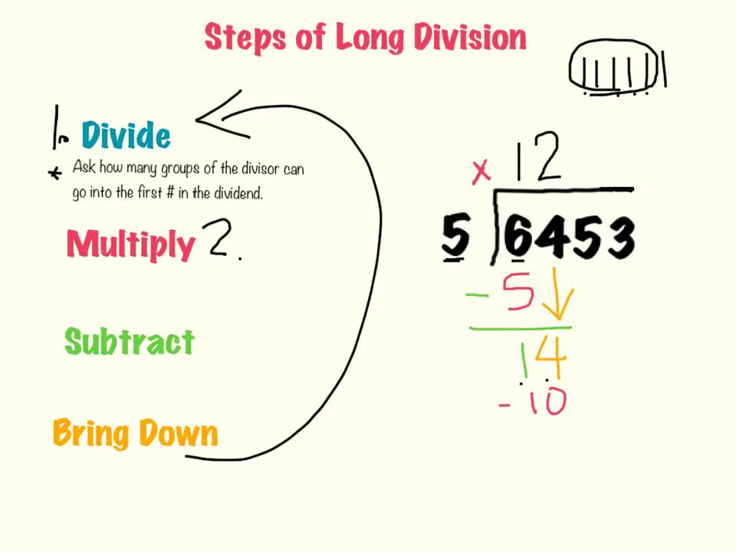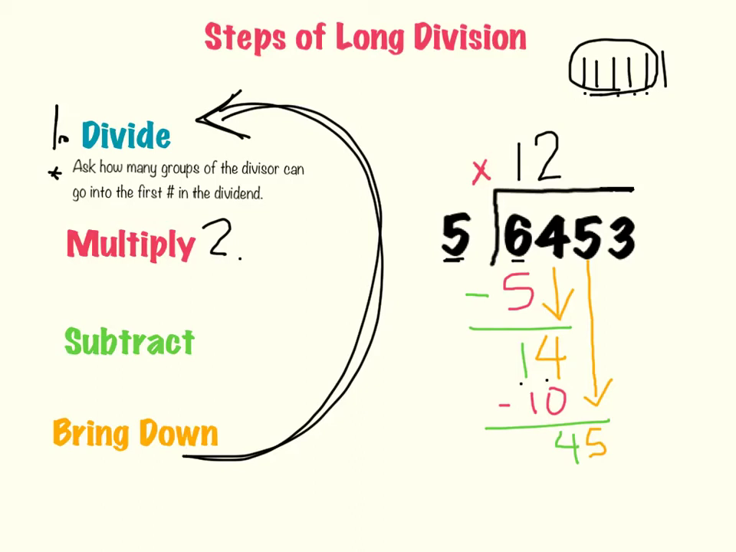Subtract. 14 minus 10, or 4 minus 0, is 4. And the next step is bring down one number at a time. Bring down the 5. And now we are at the beginning again. We brought down our 5, so now we're going back up and we're going to divide again.